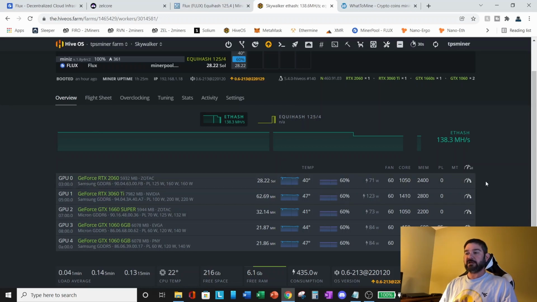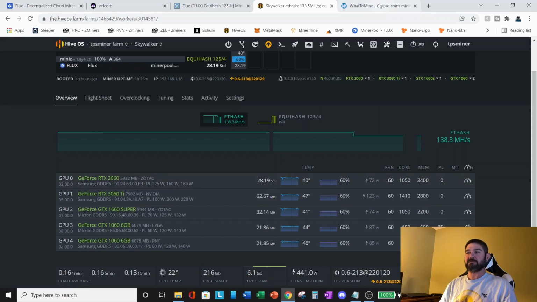For the overclocks, we have the core clock locked at 1050, memory clock at plus 2400. If you're mining in Windows, that would be plus 1200. Our power limit is set to zero because we're controlling the power consumption using the locked core clock. So 28.22 solutions per second at 71 watts. This number is fluctuating between 68 and 72.